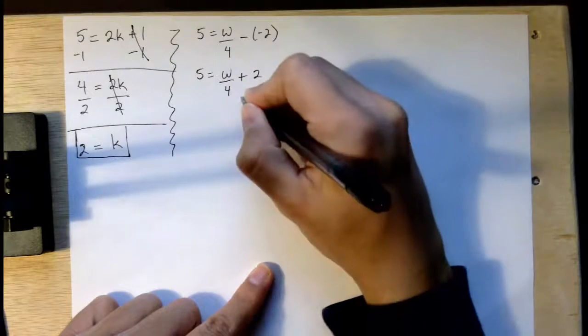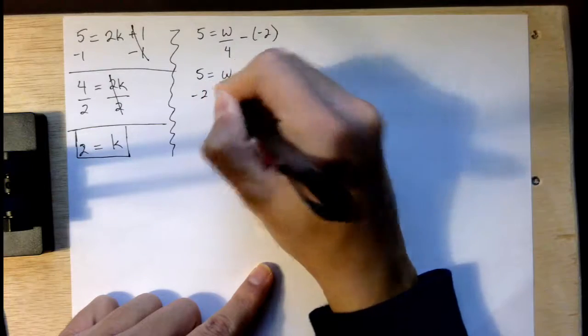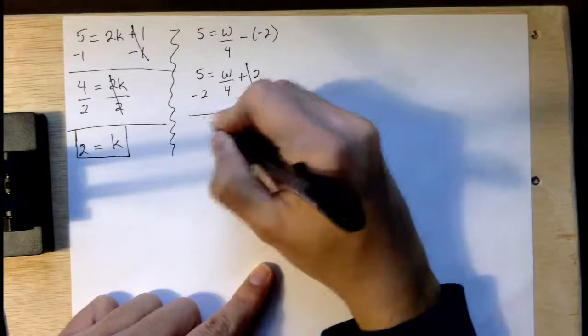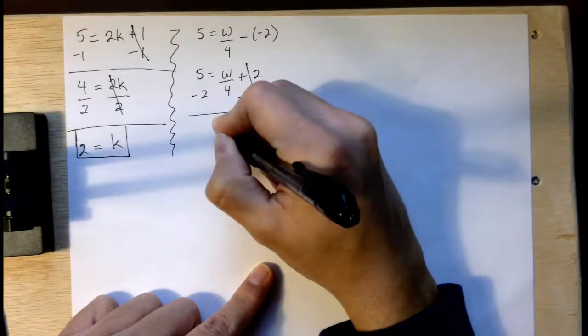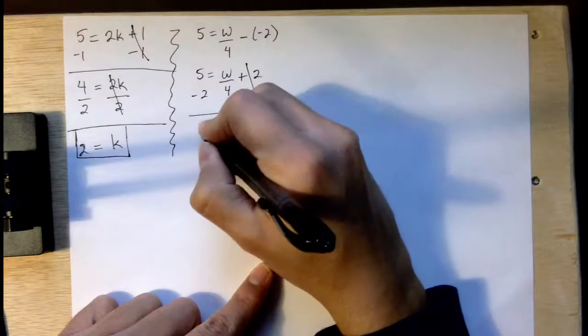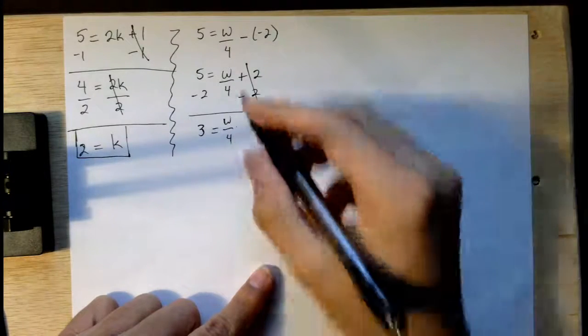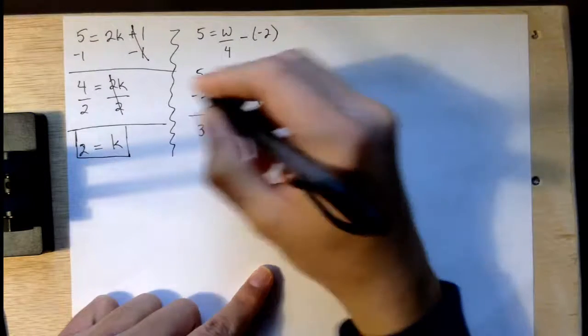So I'm going to get rid of this positive 2. In order to do so, I want to subtract 2 from both sides. These 2's will cancel. W over 4 is what I have left on the right-hand side. And on the left-hand side, I have 5 minus 2, which is 3. Now I can get the w by itself by simply multiplying the 4 on both sides.